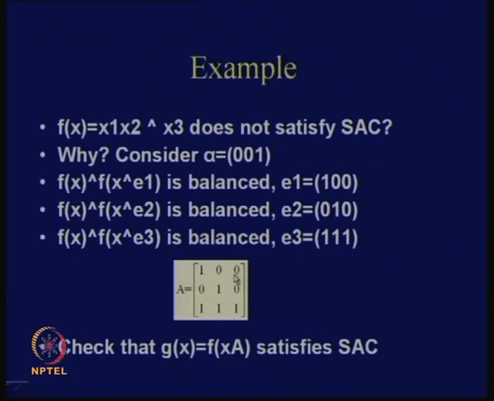We will just see one example in order to understand. Consider x1x2 XORed with x3, which does not satisfy SAC. Why? Just consider this example. Say alpha is equal to 0 0 1. If we obtain f(x) and I would like to obtain f(x XORed with alpha), what does it mean? I am not flipping x1 x2, but only flipping x3. So what does it become? It becomes x1x2 XORed with x3 XORed with 1. If I now take the XOR between these two, I obtain 1, which is not a balanced function.